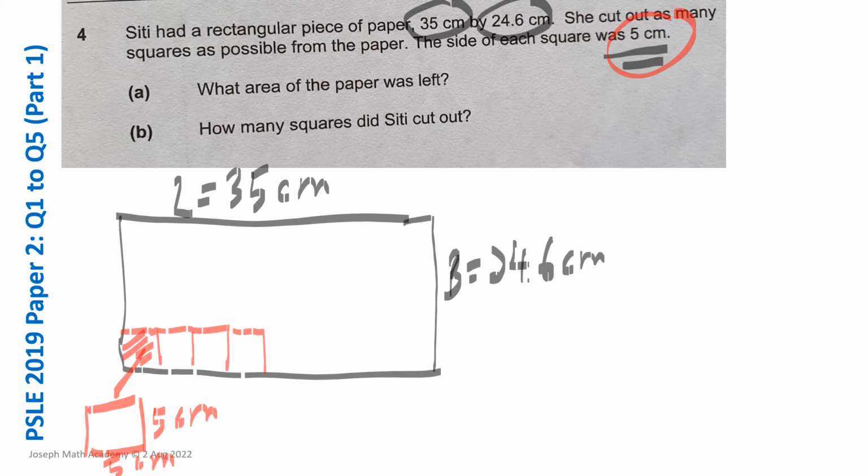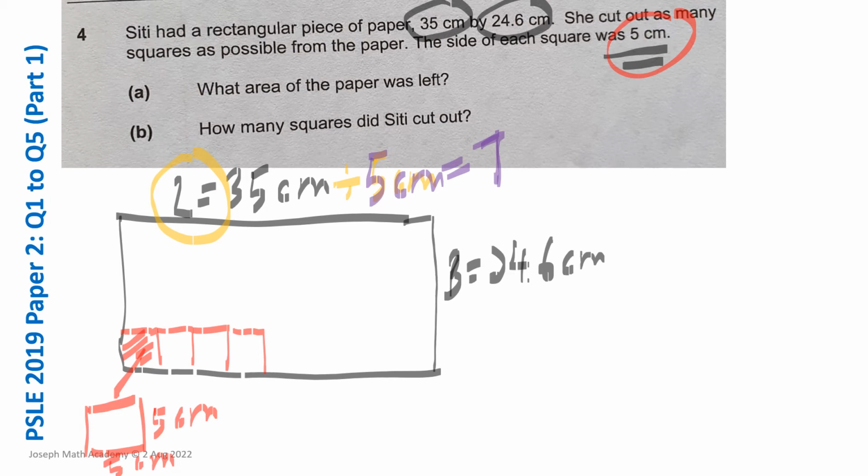All right? So we have to always remember, to do this question, we have to find out how many squares can be cut out along the length. So along the length, we can cut out how many squares? If the length is 35 cm, we take 35 divided by 5 cm. When 35 is divided by 5, we realize that we can cut out 7 identical squares along the length. Exactly 7 squares along the length.